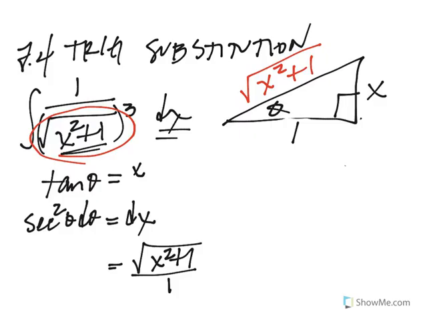I don't want to incorporate another x. I want to just have a constant, which again are easy to deal with in integration. So I've got the hypotenuse over the adjacent. That is the secant of theta.